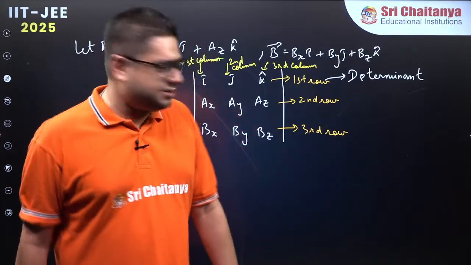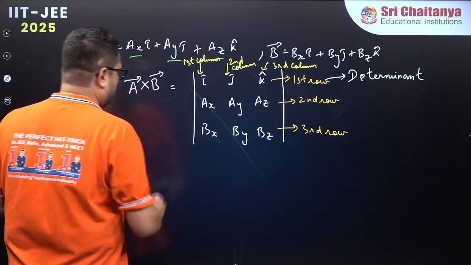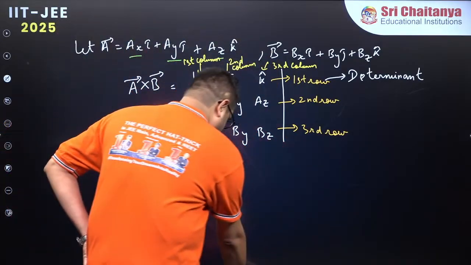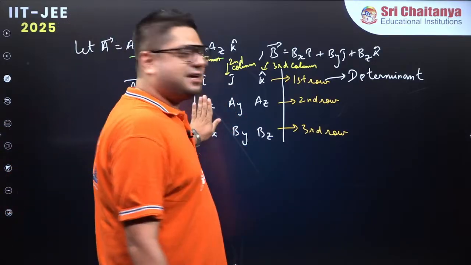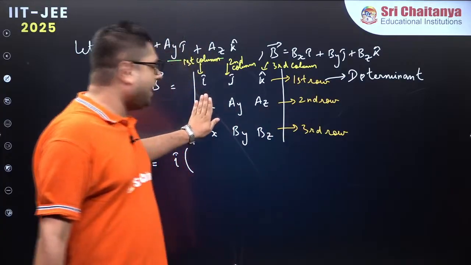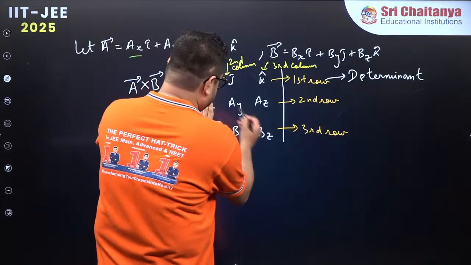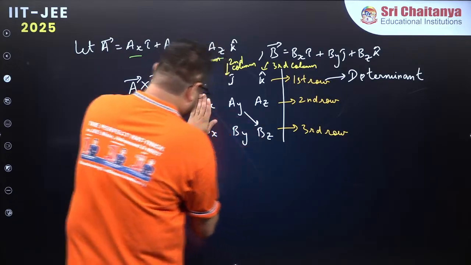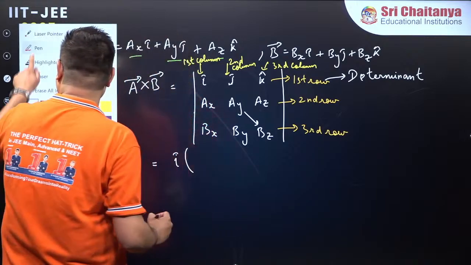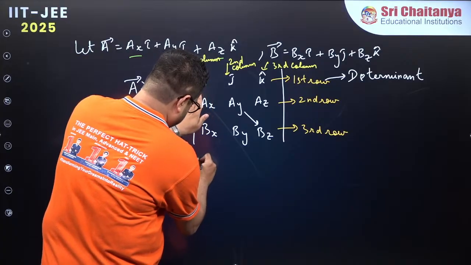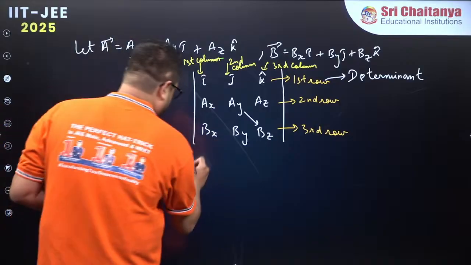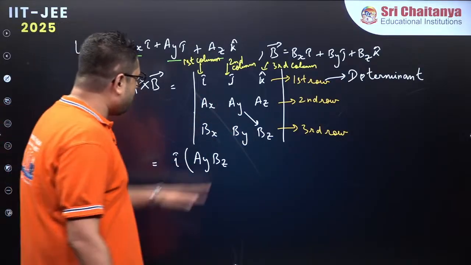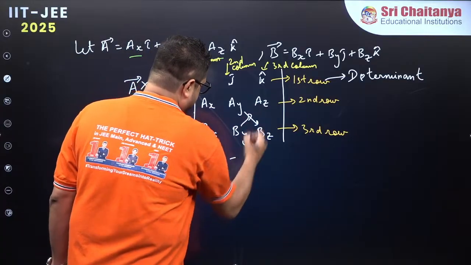So now what we are going to do is, first of all, write down i cap over here. Now you have to do it in a very interesting way. First of all, hide the elements which are situated beneath i cap, like this. Now you are left with AY, BZ, AZ, BY. Now cross multiply, starting from the left. We can write it as AY, BZ, after hiding it. Now minus of BY, AZ.